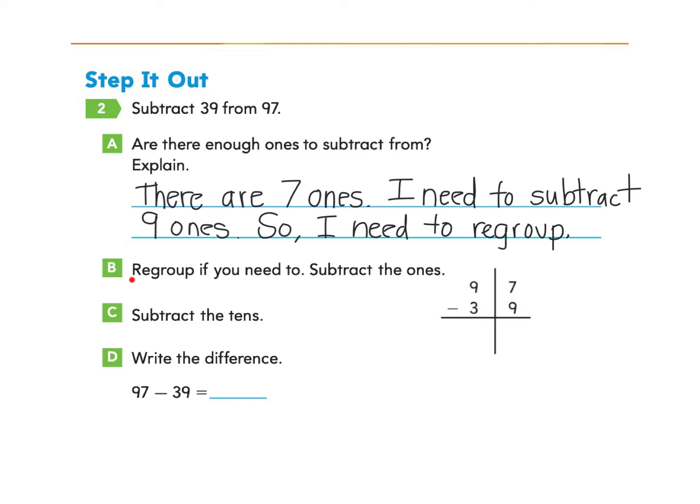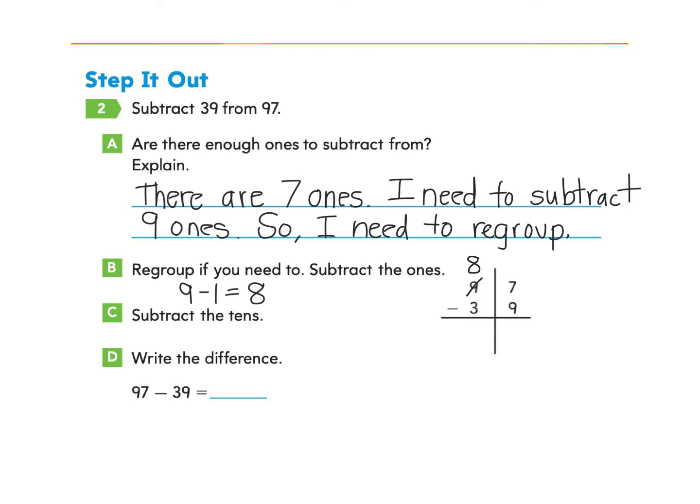Here's that word again, regroup, if you need to, which we said, yes, we do need to regroup. Subtract the ones. So we know that this is our ones column, but first we need to regroup. So we look over at the tens column and we see that at the top there are 9 tens. So we're going to take one of those groups of tens away. So we have 9 take away 1, and we know that will be 8. And we're going to put the new number here, 8.